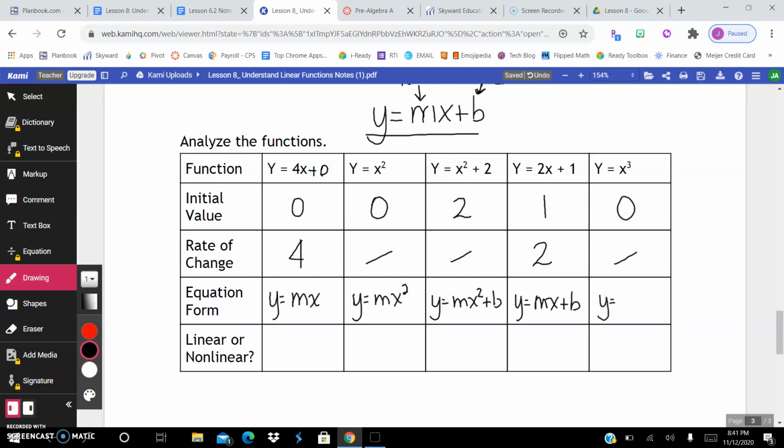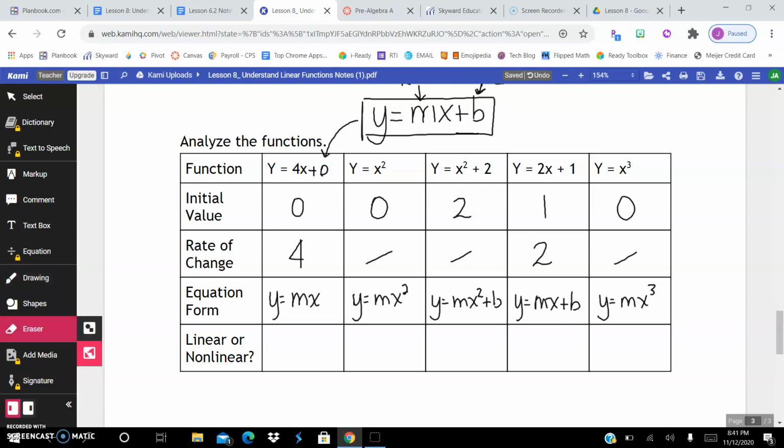And then this one, mx to the third power. So for our last thing, does it look like it's in this form? This form creates a straight line. And like I said at the very beginning, that first equation, we can assume it's plus 0 at the end. So yes, if we add that plus 0 on, it looks just like mx plus b. So we can say, yes, this is linear. I guess I shouldn't say yes, I should say linear.